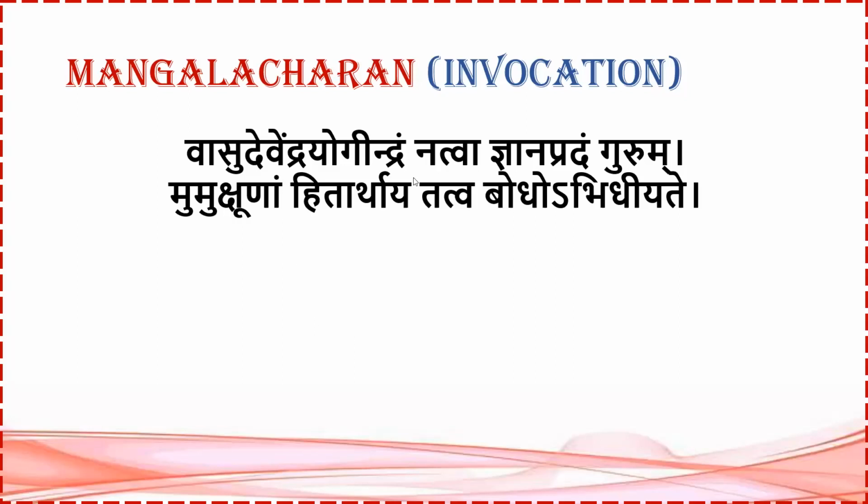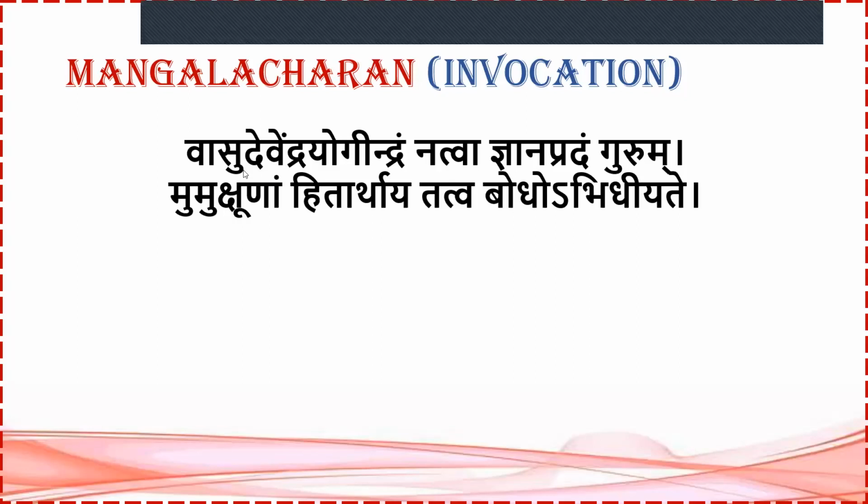So Vasudevendra Yogindram Natva Jnana. Now the four factors. The four factors here: Adhikari, the prayojan, the sambandh, and the fourth one. All of them are here. The purpose. First see Vasudevendra Yogindram Natva Jnana Pradam Gurum, Mumukshu Nam. Who's the Mumukshu Nam? Mumukshu Nam word means the person who wants liberation. This is the Adhikari.